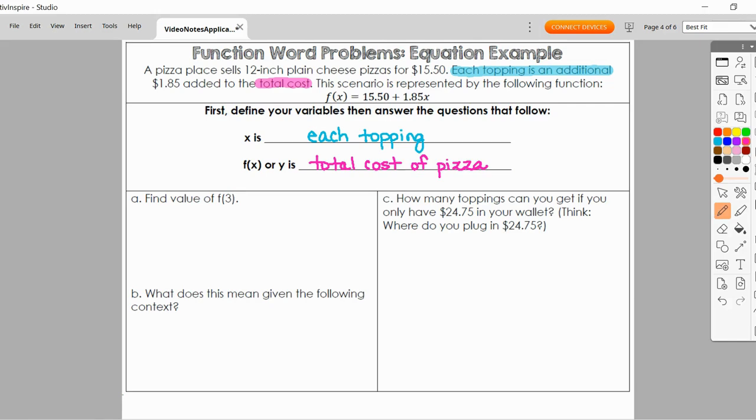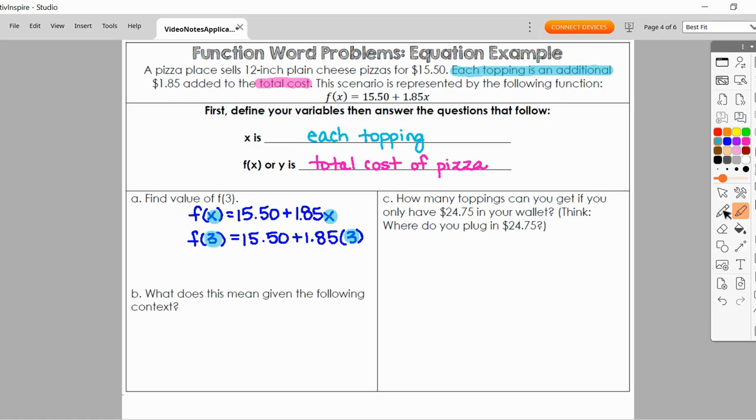In part A of this problem, we want to find the value of f of 3. So when I find the value of f of 3, I'm going to write down the initial function equation I'm given in the problem here. And in place of x, every single time I have it in the function, I'm going to replace it with a 3. Remember, we have f of 3 now on the left side staying as a notation, but on the right side I have 15.5 plus 1.85 multiplied by the now 3 in place of x.